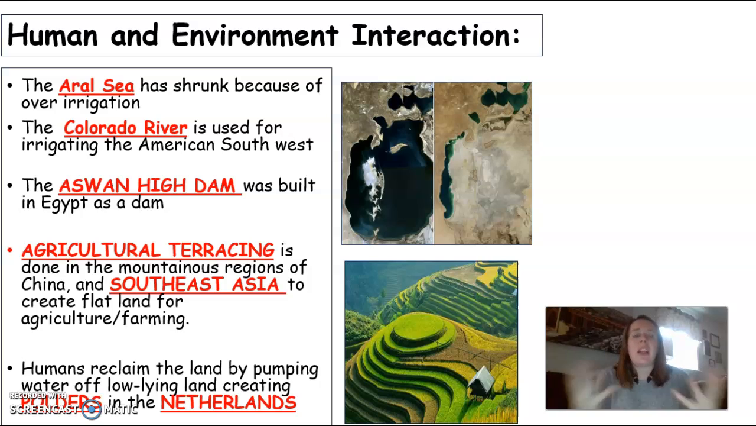All right, before we close things out for today, just a reminder about human and environment interaction. Humans are constantly impacting their environment, and the environment is constantly impacting us. Some examples that we talked about this year of how humans impact their environment: we have, of course, the Aral Sea in Central Asia that has shrunk because of over-irrigation. The Colorado River in the American Southwest is being used for irrigation. The Aswan High Dam was built in Egypt in order to hold back the Nile River. That's the way that humans are impacting their environment.